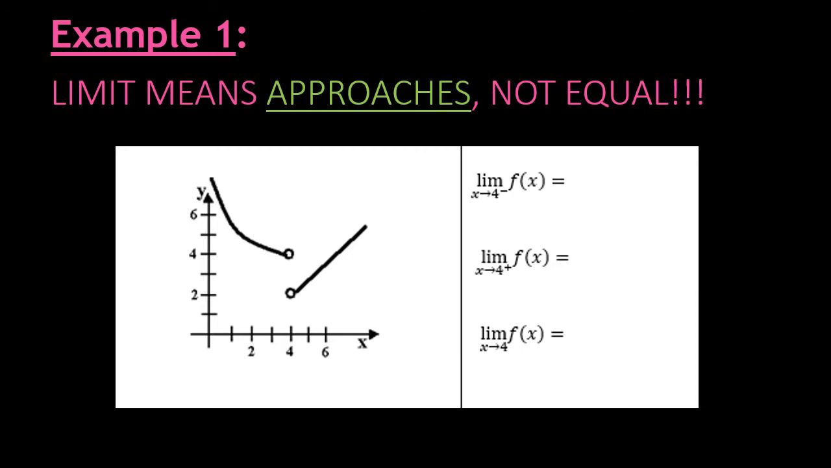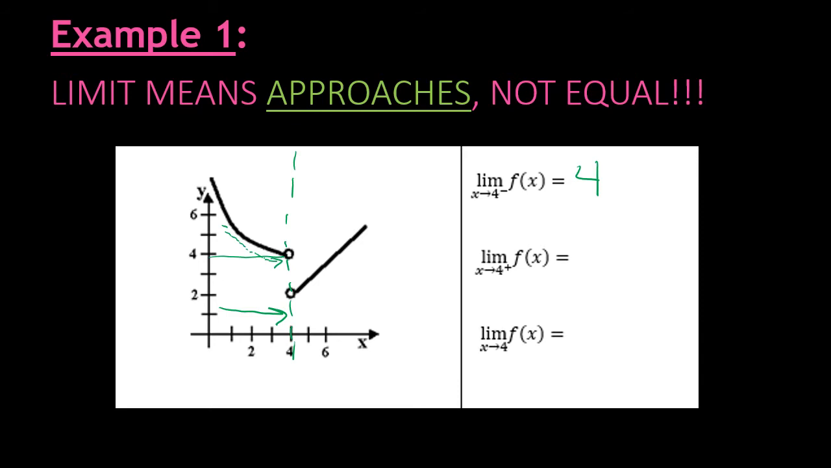Okay, example 1, part C, looking at a different graph. So now I'm approaching 4. So if I think about it, I'm approaching this value right here. The first time I'm coming in from the left. So I'm traveling along this graph here, and I need to know what is y approaching as I come in from the left. Well, we're decreasing, and we're getting closer and closer to a y value of 4.